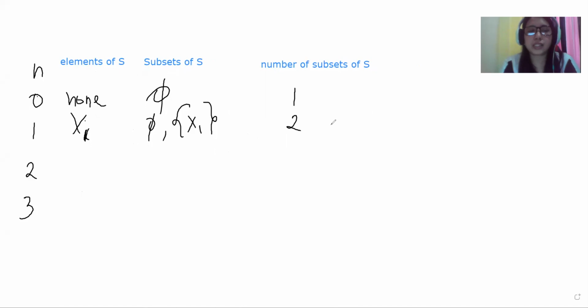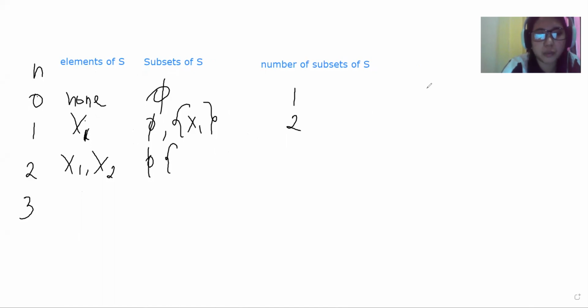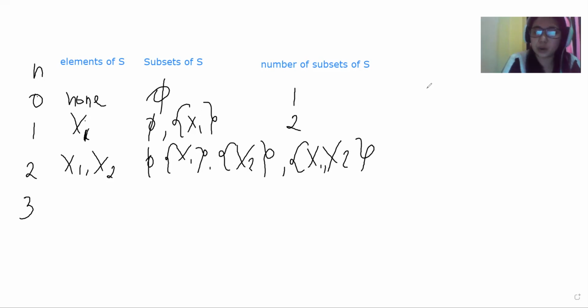If n is 2, the elements of S could be x sub 1, x sub 2, where the subsets are the empty set, x sub 1, x sub 2, and we can also have x sub 1 and x sub 2 in one subset. So 1, 2, 3, 4: we have 4 subsets of S if n is equal to 2.